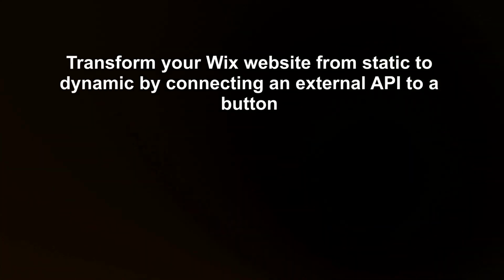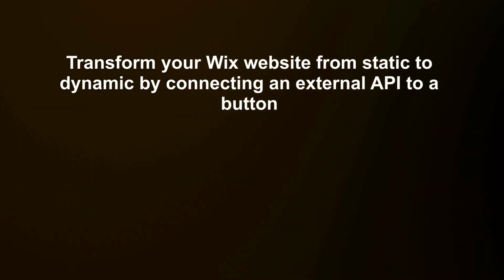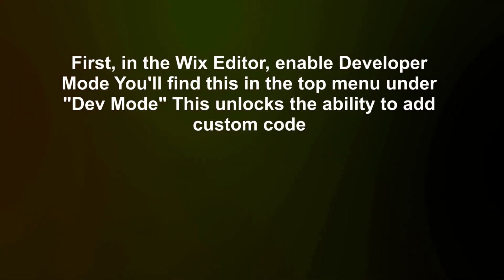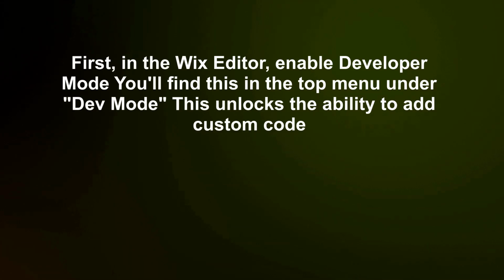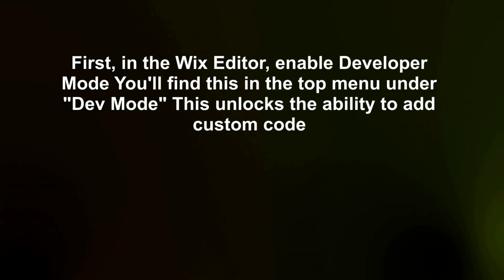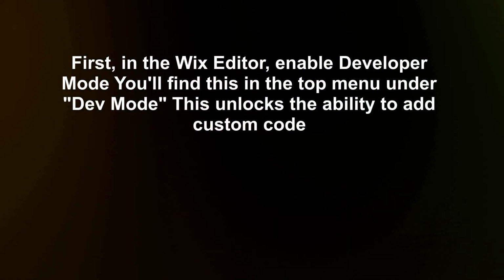Transform your Wix website from static to dynamic by connecting an external API to a button. First, in the Wix editor, enable developer mode. You'll find this in the top menu under dev mode. This unlocks the ability to add custom code.